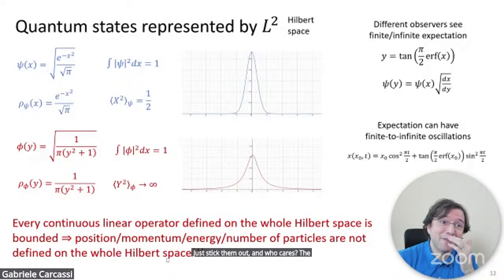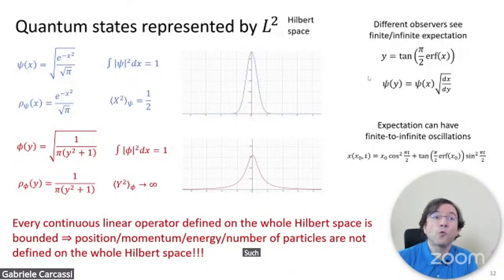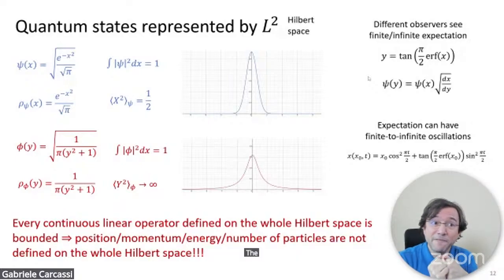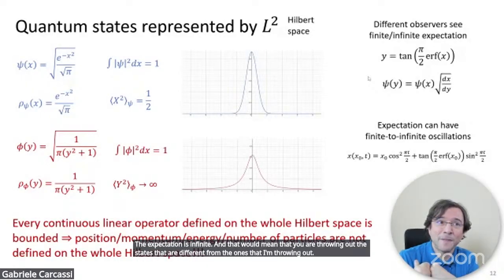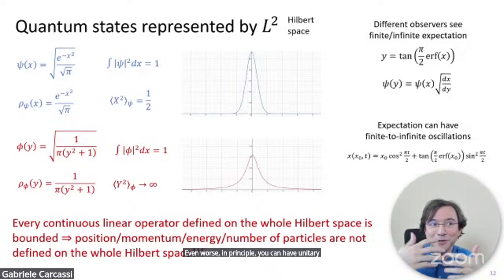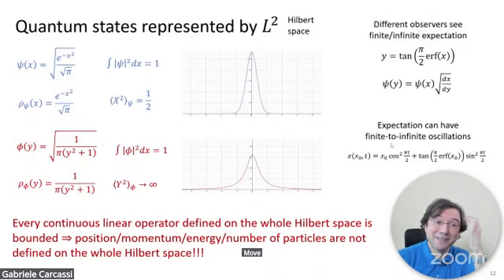The issue is that you can create a coordinate transformation such that for one observer the expectation is finite, and for another observer the expectation is infinite. That would mean that you are throwing out states that are different from the ones that I'm throwing out, and that does not satisfy the principle of relativity. It just doesn't work. Even worse, in principle you can have unitary time evolution that moves a state with finite expectation to one with infinite expectation. And again, these are clearly not physical.